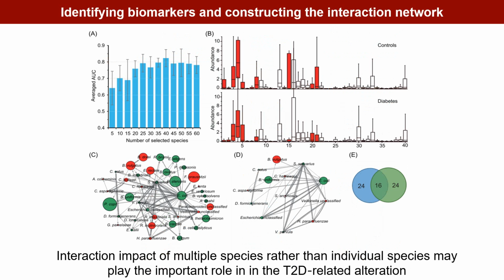Specifically, among our selected 40 species-level biomarkers, the abundances of 24 species varied little between case and control samples. However, some of them have been identified to be related to T2D in previous studies.